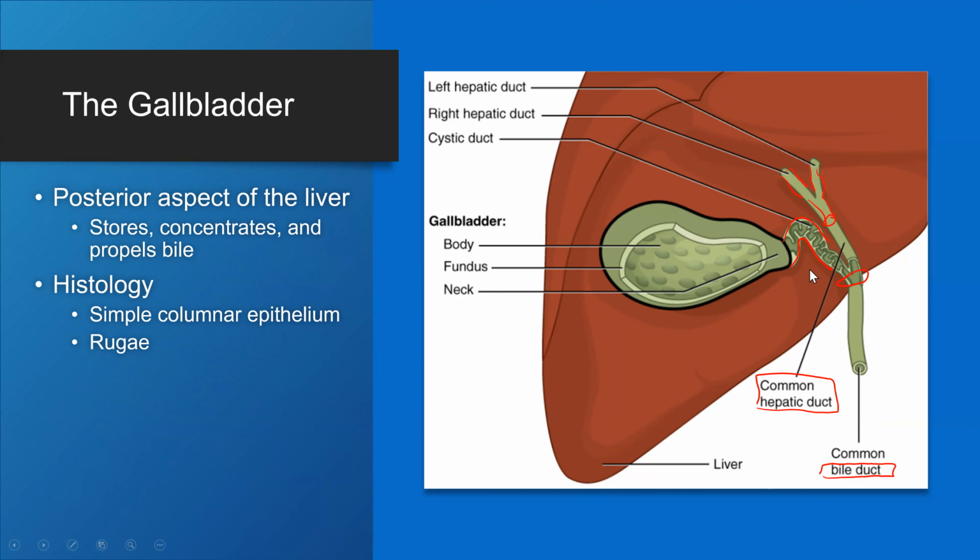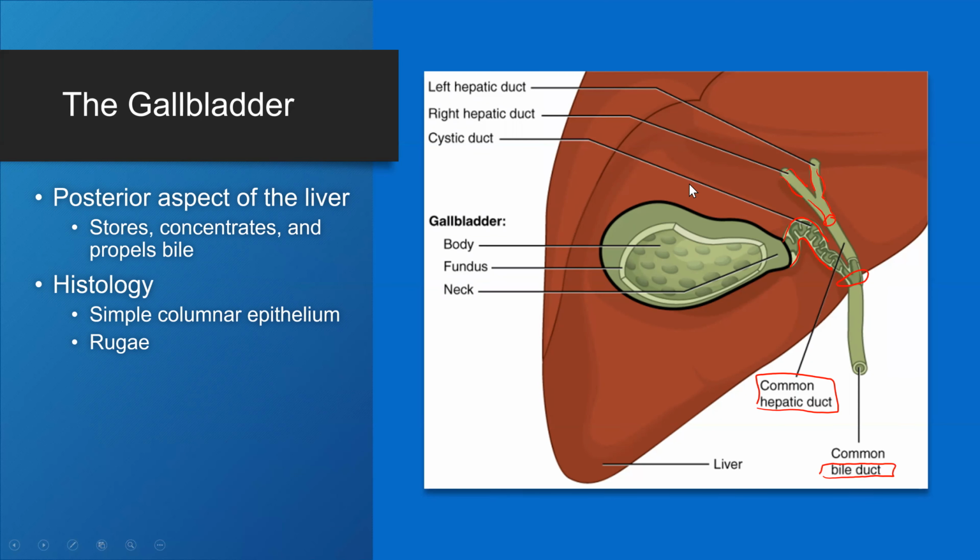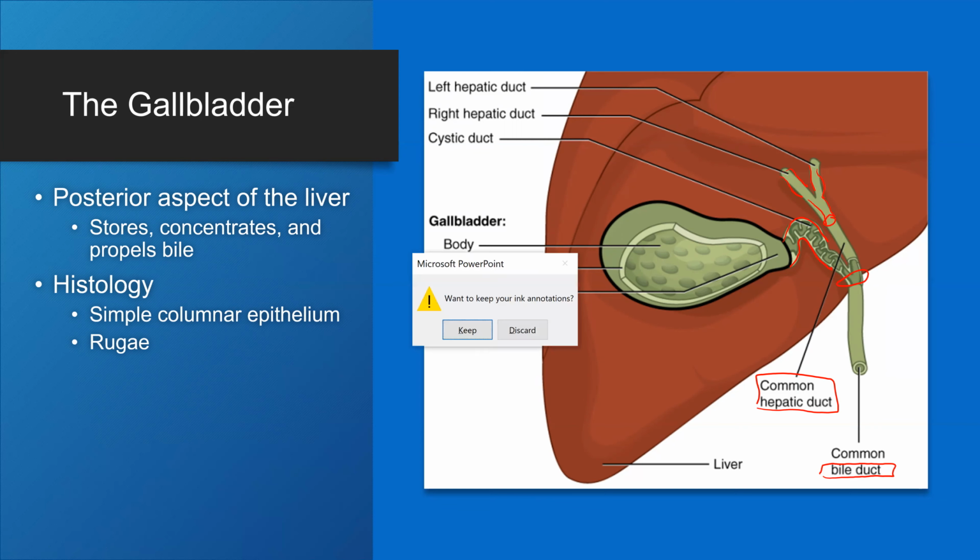So we do need to know those ducts. So we have the cystic duct, because the gallbladder is like a little cyst, like a little sac, cystic duct. Then we have right hepatic, left hepatic, common hepatic, and common bile. And then this common bile duct over here, you see, it brings the bile inside the duodenum along with the pancreatic duct.